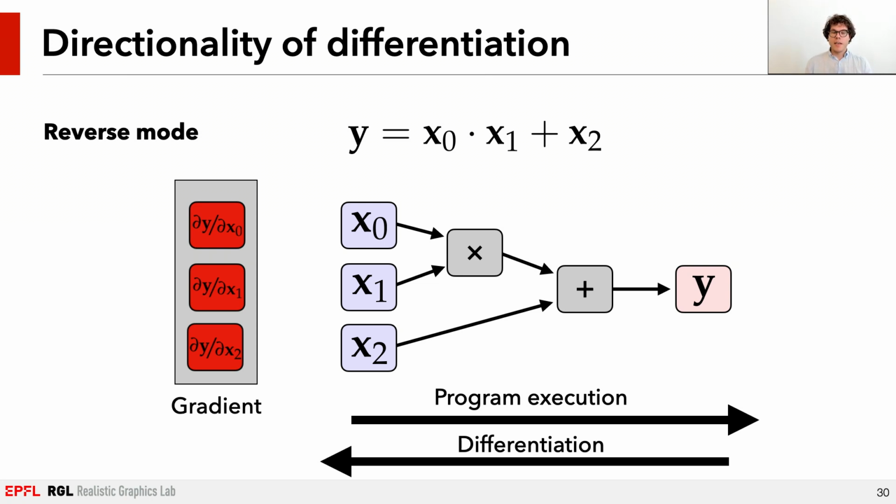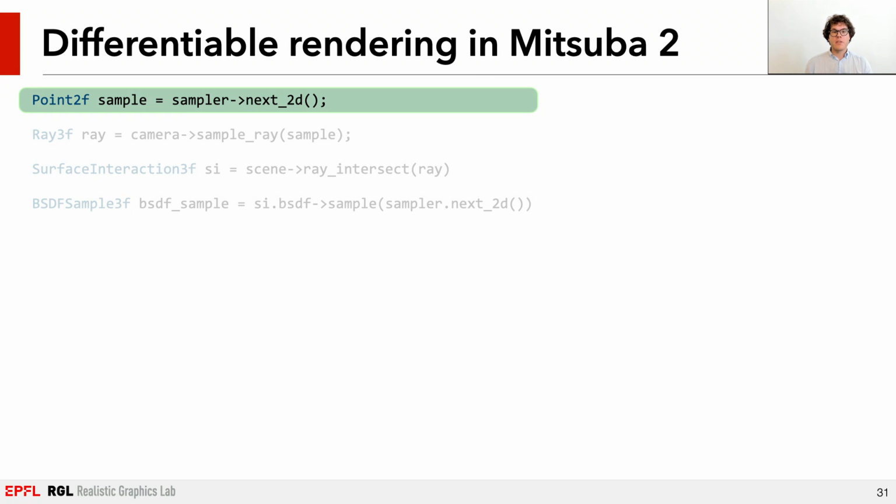Okay, let's switch gears a tiny little bit. My lab's research renderer called Mitsuba 2 uses reverse mode differentiation and a just-in-time compiler to differentiate simulations on the GPU. And let me just show you a few representative lines of code to provide some intuition about how that all works in practice.